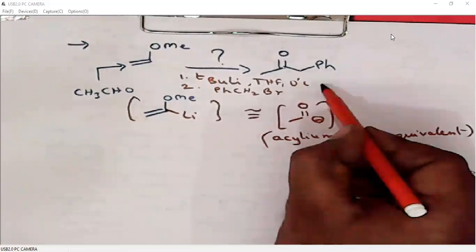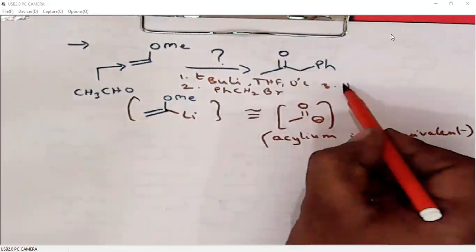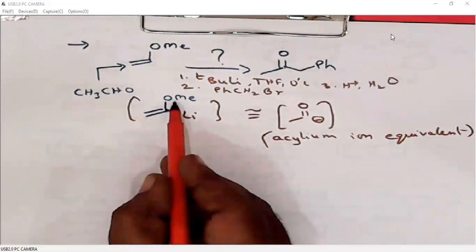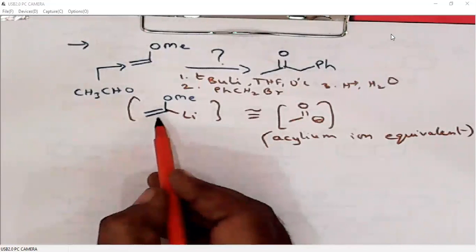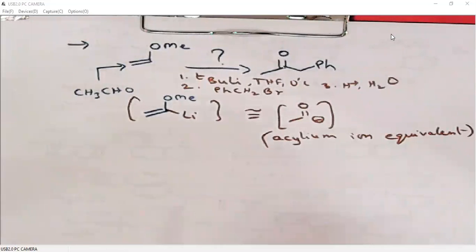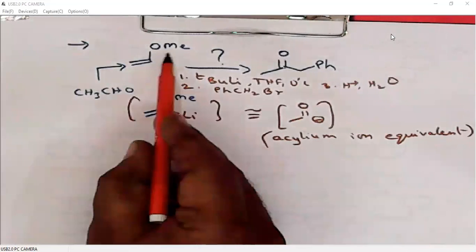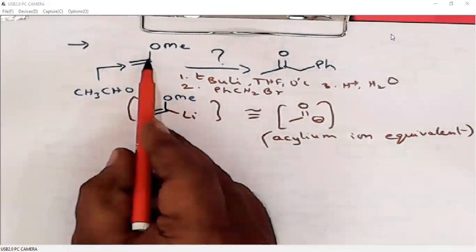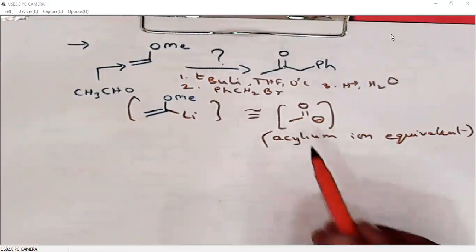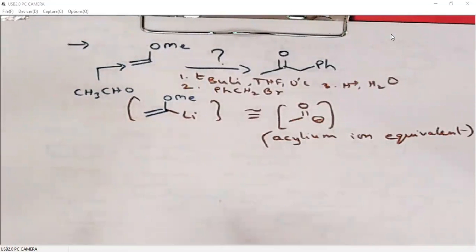And finally, we can hydrolyze this enol ether. So when we hydrolyze it, it becomes enol. Enol will be tautomerized to carbonyl. So in the overall reaction, this methyl vinyl ether is used as an acyl ion equivalent. So this is another important reaction for organolithium reagents.